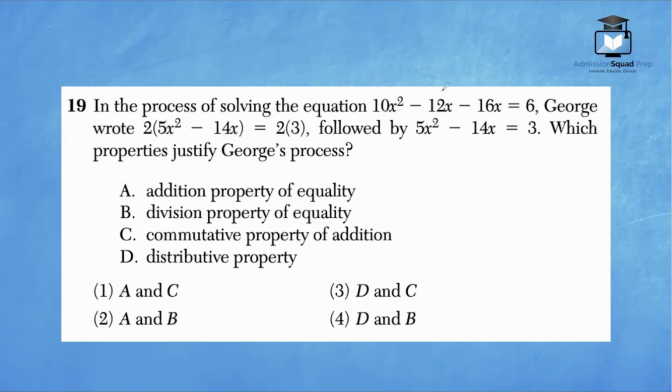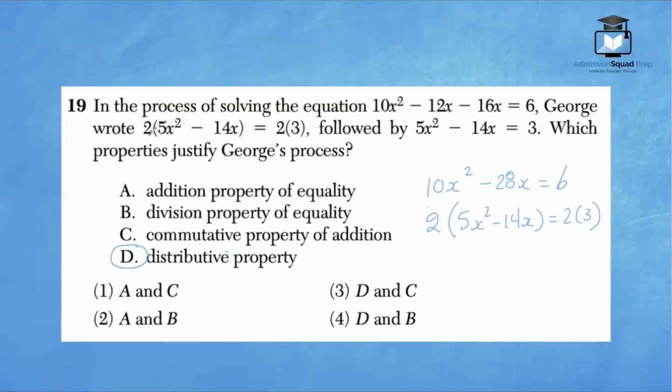If George were to combine negative 12x and negative 16x, he would have had 10x squared minus 28x equals 6. And then he went ahead and factored out the common terms. So you factor out a 2, and you have 5x squared minus 14x equals 2 times 3. So this is basically the distributive property in reverse, right? If we were to multiply, we would go ahead and get the 10x squared minus 28x. But by factoring out the GCF, it's just the reverse of the distributive property. So that's one of the properties that can justify George's process, the distributive property.